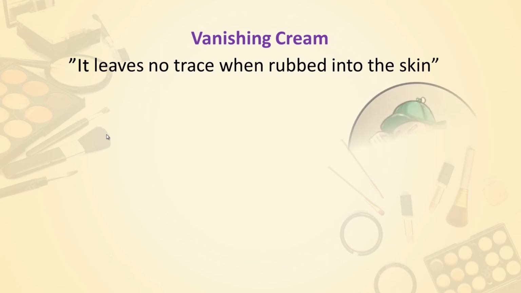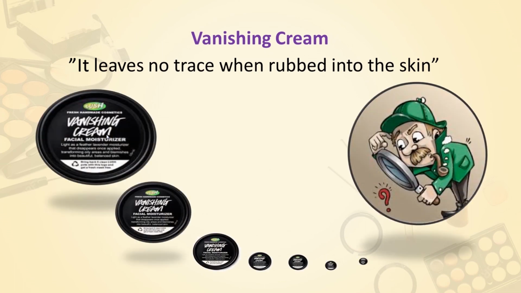Now, we will see vanishing cream. Why is it called vanishing cream? Because it just vanishes away from the skin when it is rubbed. Vanishing cream is defined as a type of cream which, when rubbed on the skin, disappears and leaves no traces.